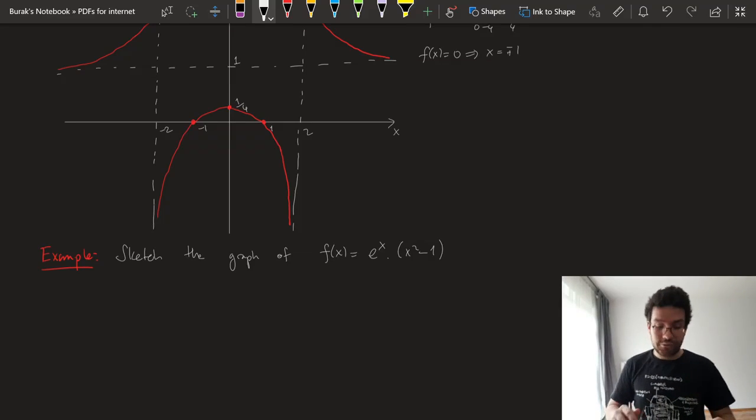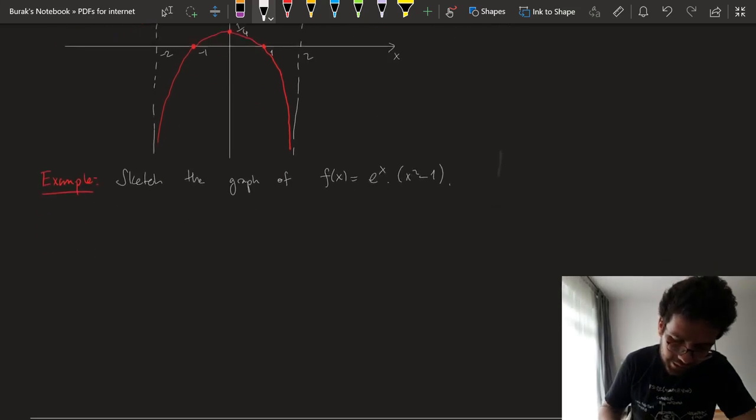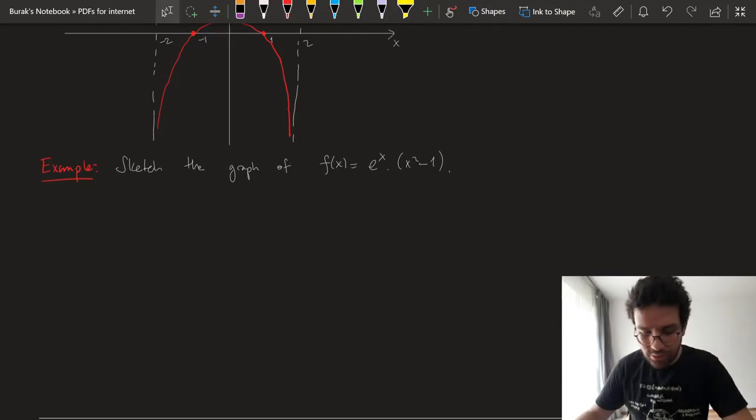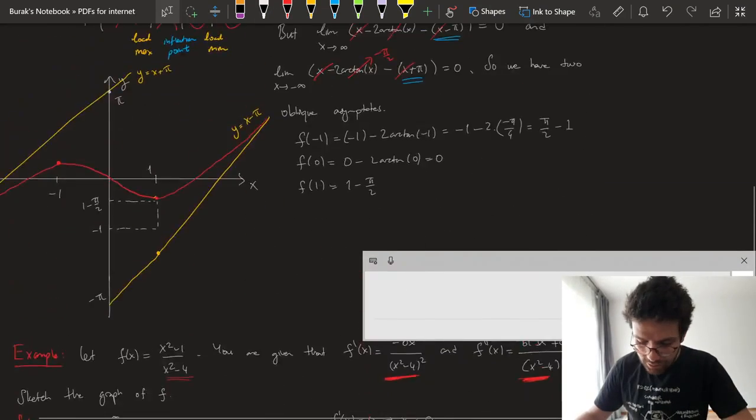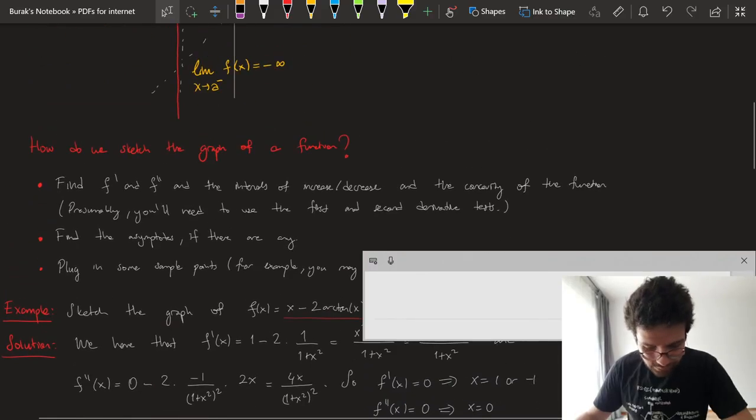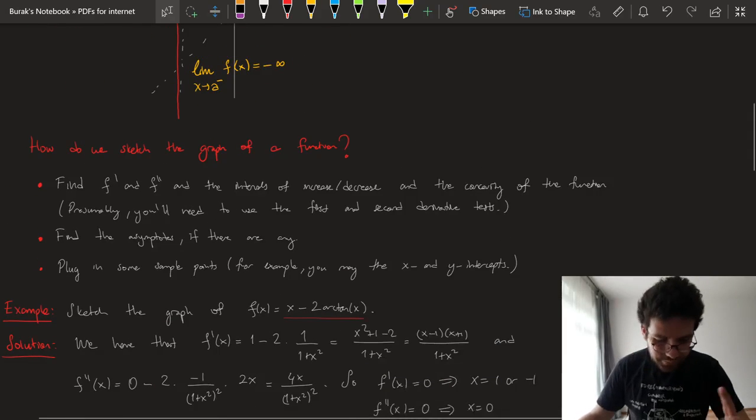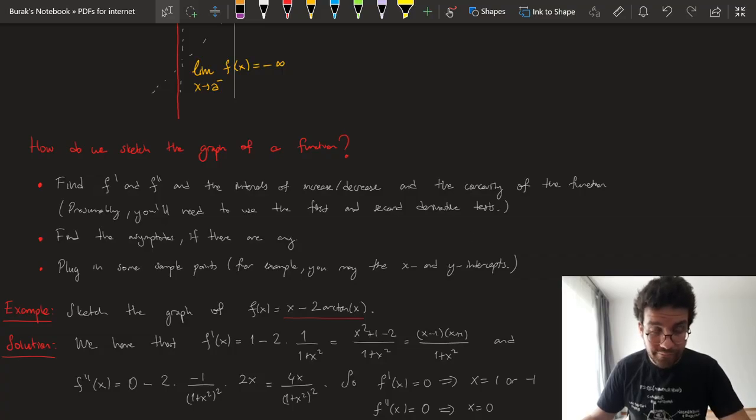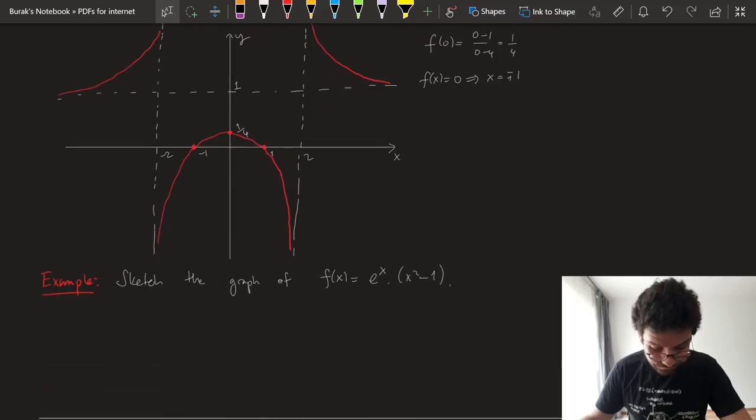Sketch the graph of this function. Again, let's go back to our algorithm. So the first step is find f prime, f double prime, find intervals of increase and decrease, and concavity.